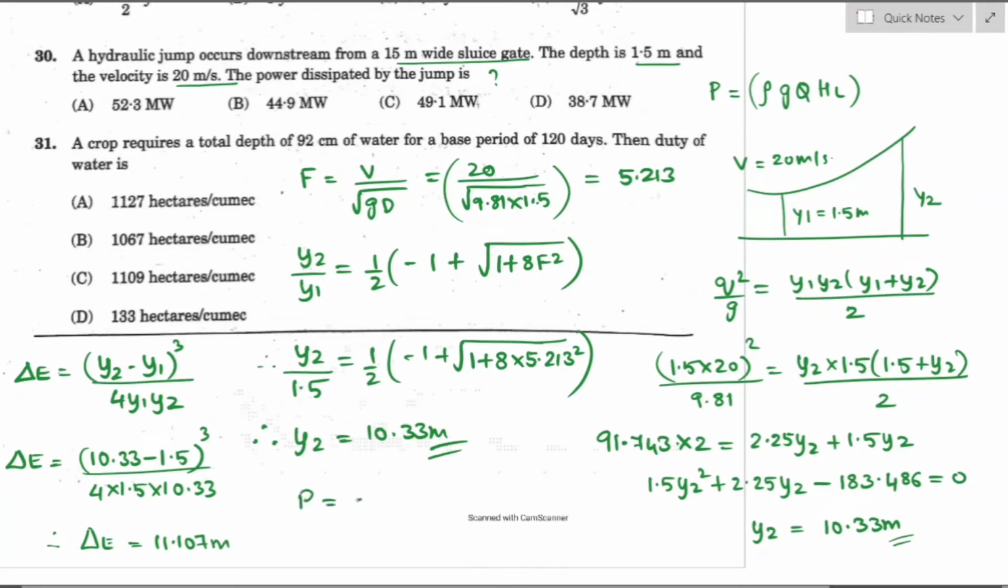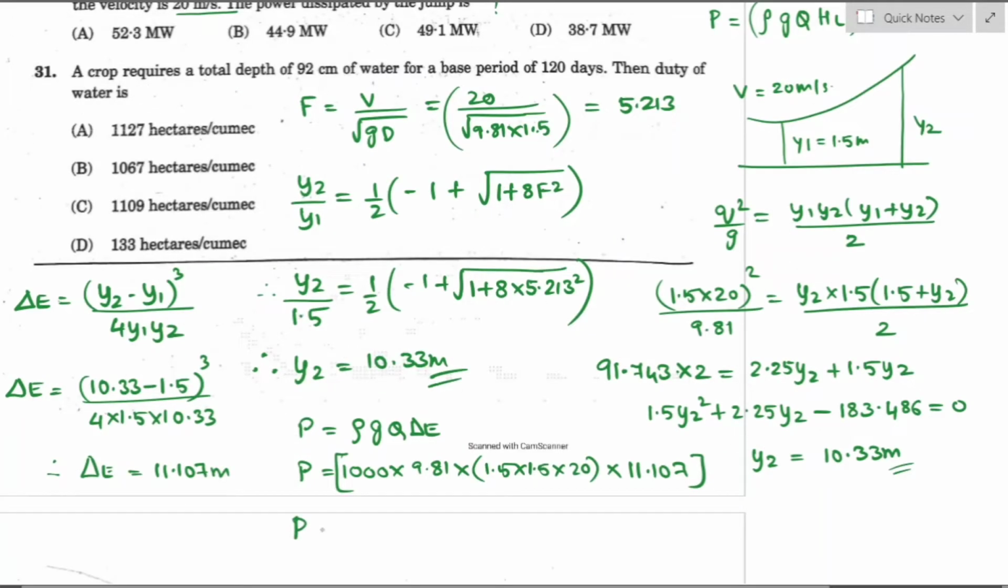Therefore, the power of the hydraulic jump is given by the formula rho g Q delta E. Substituting the values of density, acceleration due to gravity and discharge as 15 into 1.5 into 20 meter per second, is the velocity. Head loss due to energy is 11.107. On solving this, the power of the hydraulic jump is 49.03 megawatt. So option C is the right answer.